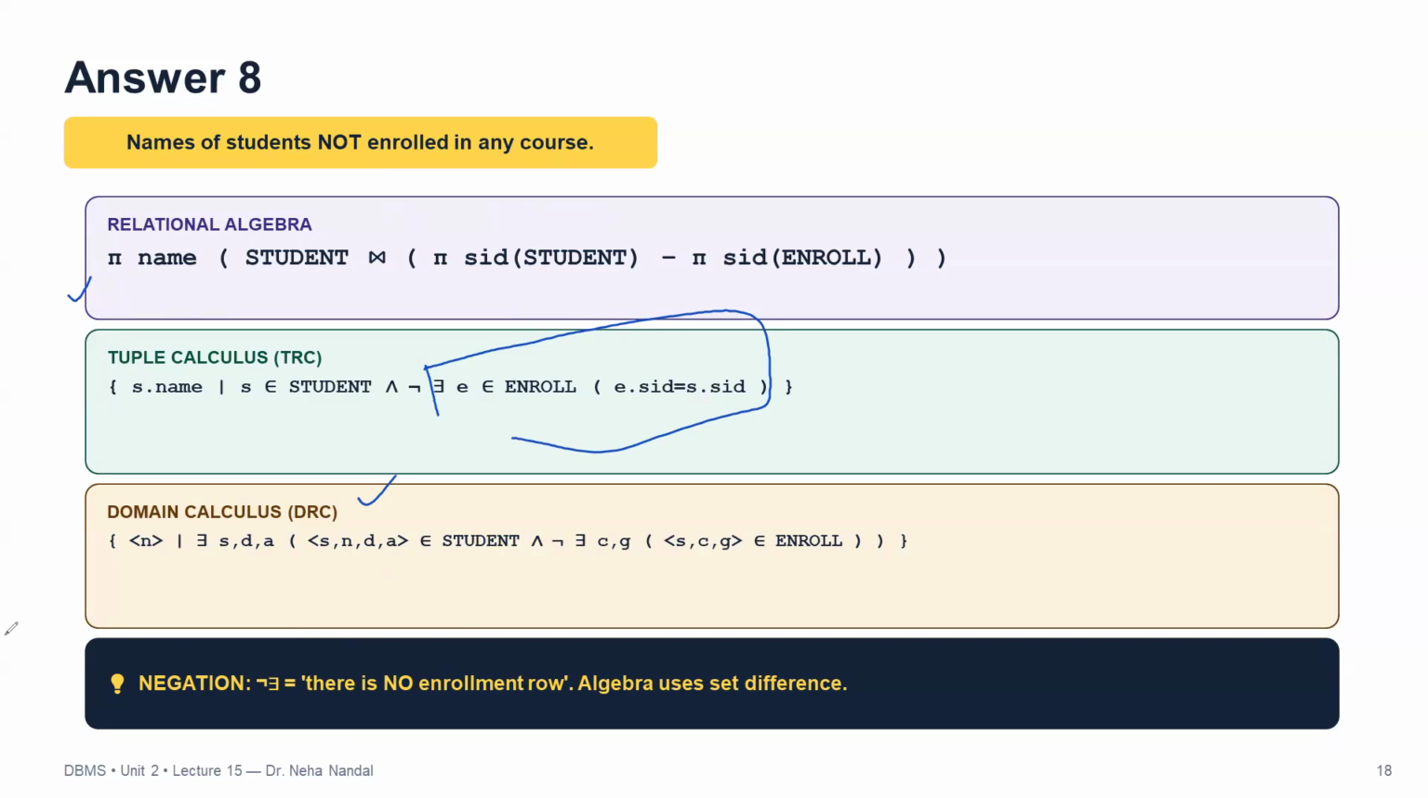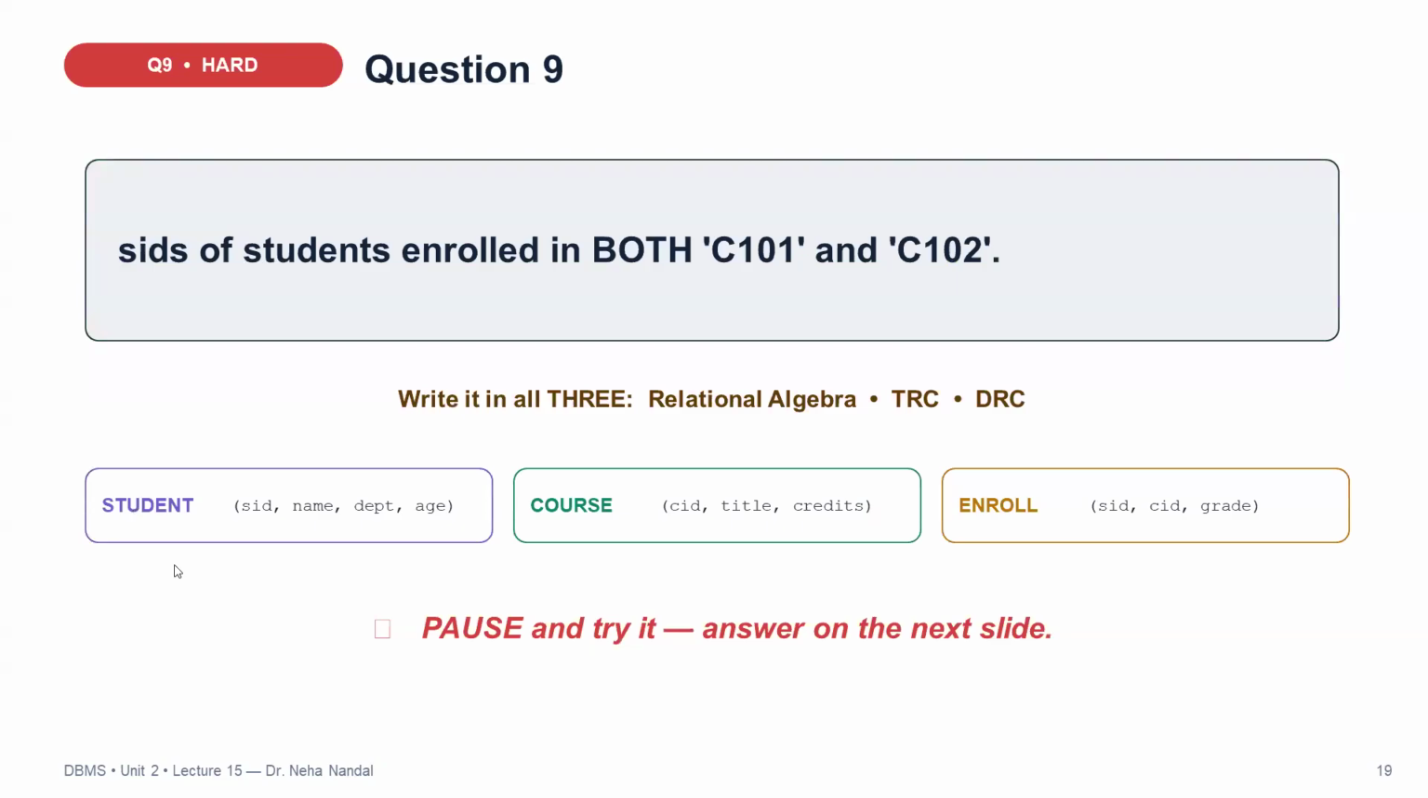Okay. So let's move to our next question. That is the ninth question. Now we want to display SIDs of students enrolled in both C101 and C102. Both. So here we have to take the common data. Yes. So with common data, what will happen? We have to utilize intersection. Both. Okay. So that we have discussed. Let us see how it will work.